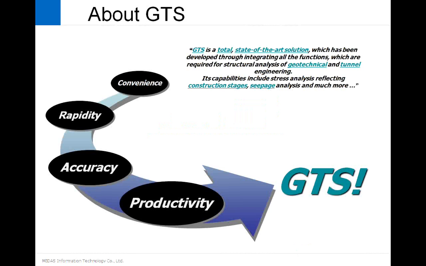So about GTS, if I'm asked for 4 words to describe GTS, I will say convenient, rapid, accurate and productive. It is convenient and rapid in modeling, accurate in analysis and productive. What else do you want, with such advanced post-processing results display. So in short, GTS is a total state-of-the-art solution which has been developed by integrating all functions which are required for structural analysis of geotechnical and tunnel engineering.